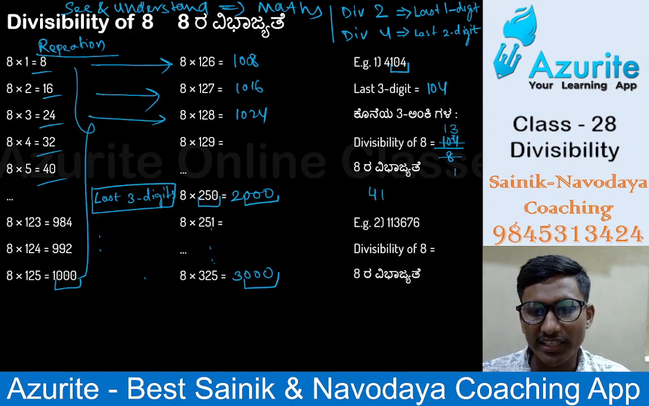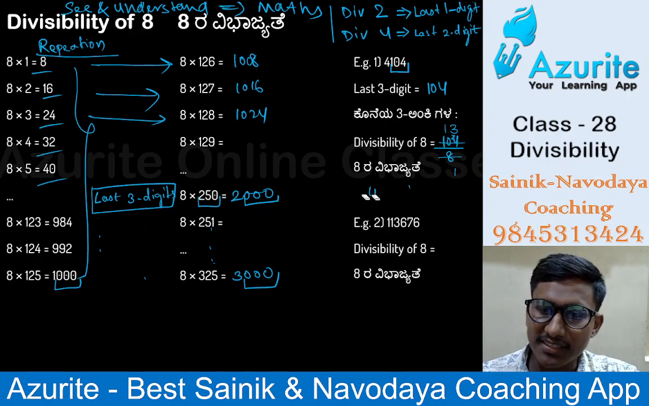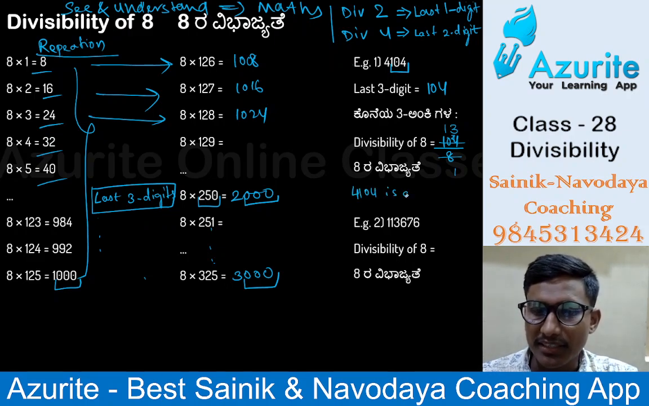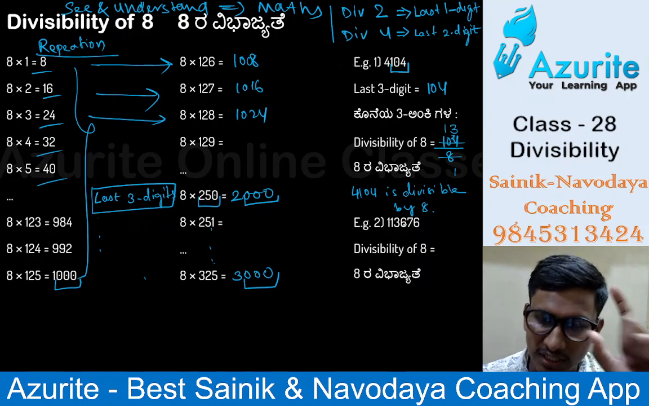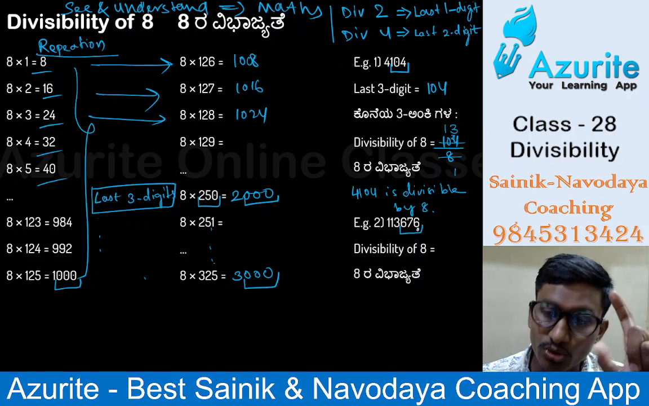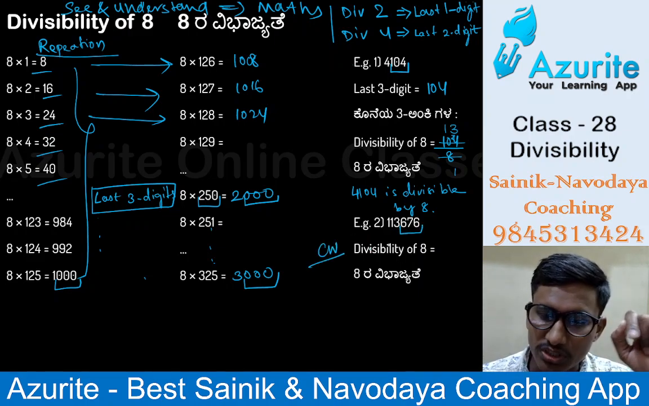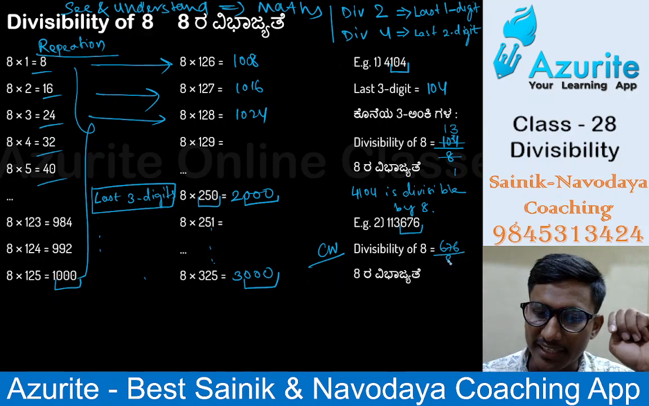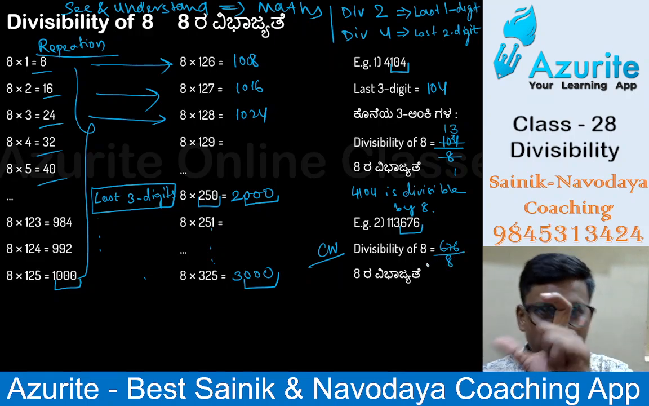So 4104 is divisible by 8. Understood? So here also, that is second question. Do it as classwork. Okay, so we have to check 3 digits, 676. So 676 divided by 8. If it is divisible by 8, it will be divisible. Check it and tell me now.